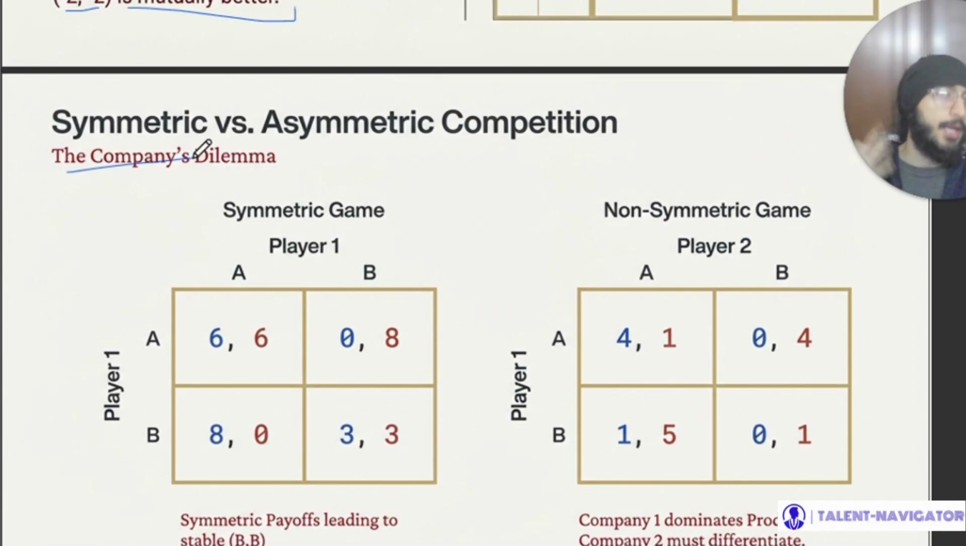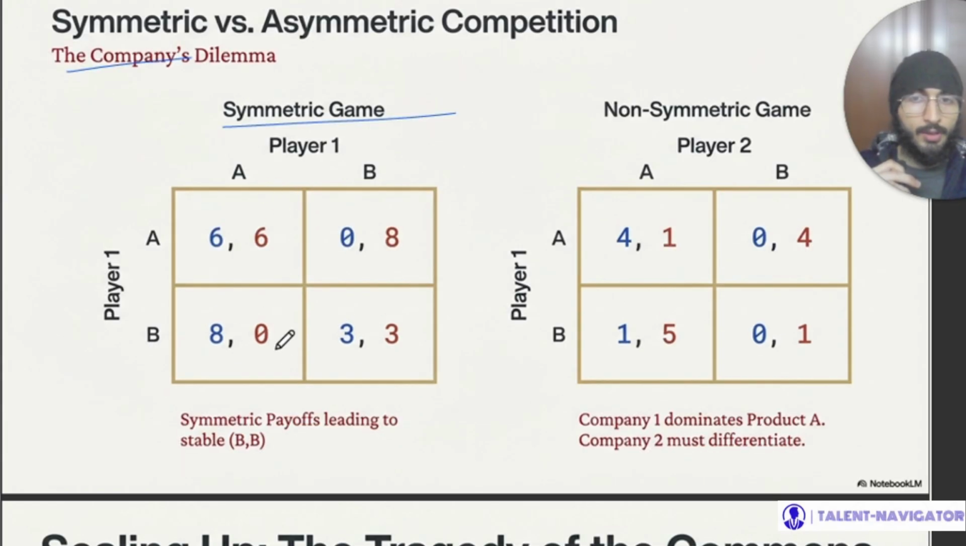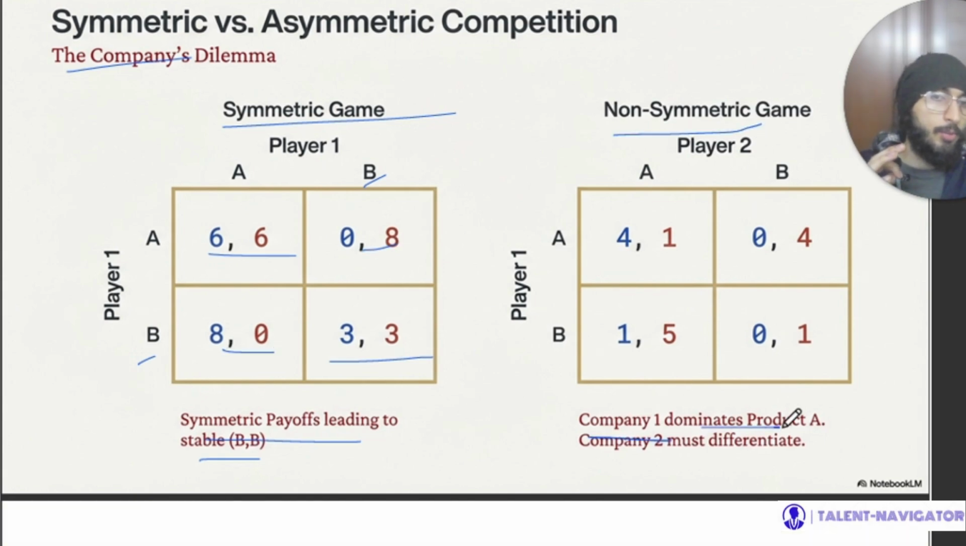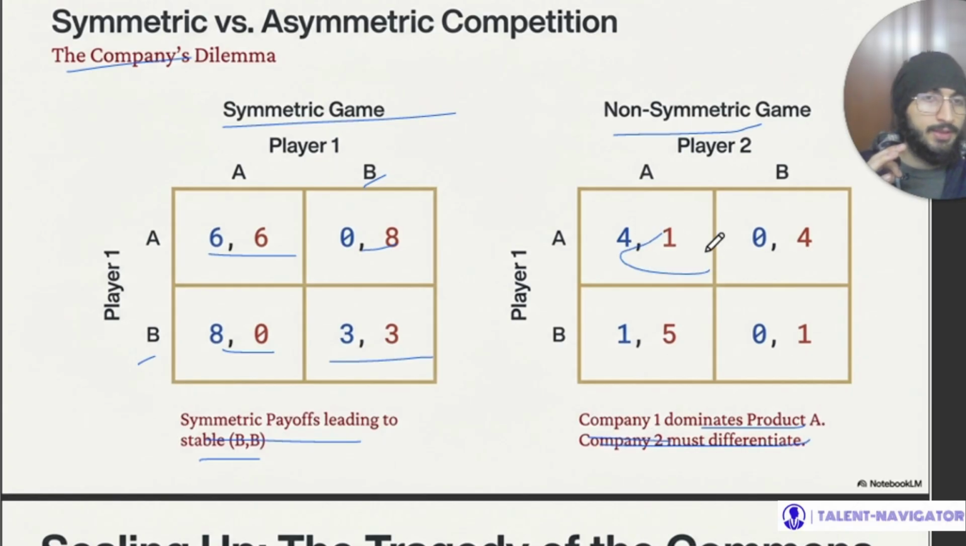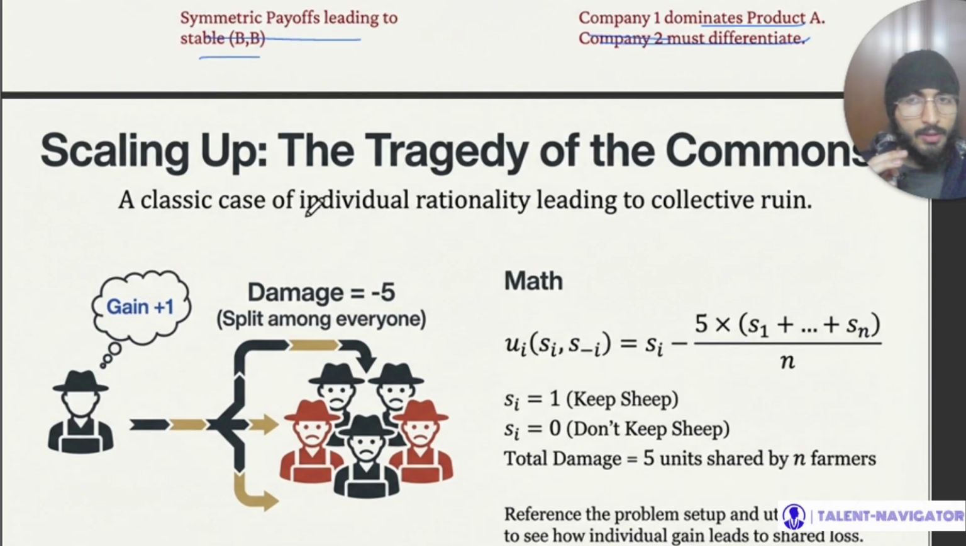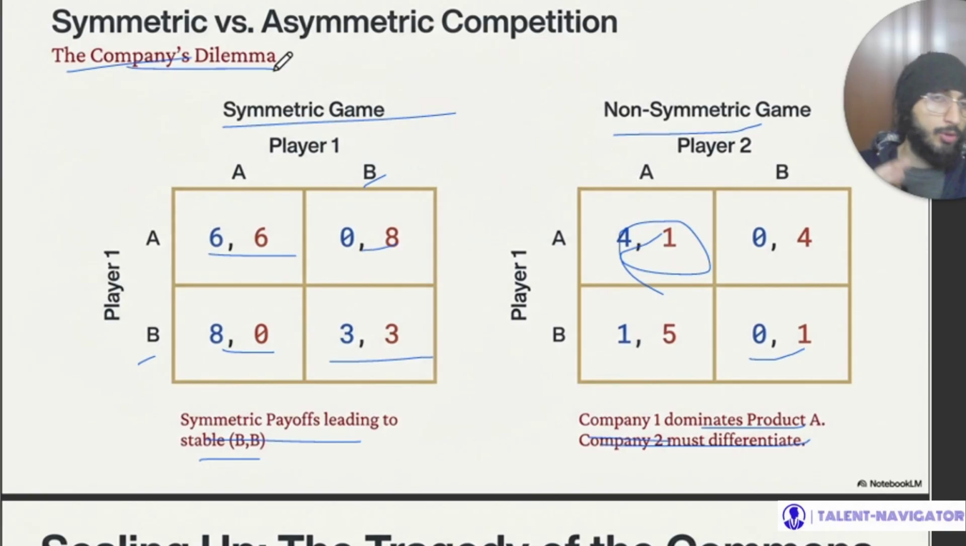The company's dilemma. This is another example. So symmetric game, symmetric payoffs leading to stable B comma B. Right, this is stable. So you can see here this is symmetric, and you also have a non-symmetric game where company 1 dominates product A, company 2 must differentiate. Right, this is asymmetric. We'll cover this company's dilemma topic later.